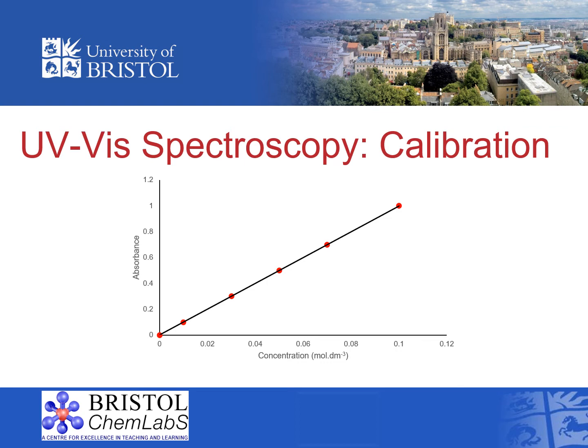Now, if you have an unknown concentration of sample, the absorbance of the sample at the maximum absorbance wavelength can be plotted on the graph, and the concentration can be determined by drawing a straight line from the absorbance on the y-axis to the calibration curve, and then another straight line from the calibration curve to the x-axis.